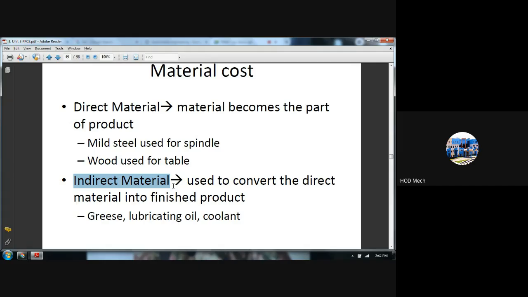This indirect material is required to complete the task. Without it, it cannot be done, but it is needed. But it indirectly helps you to complete the project. So that type of materials are called indirect material. The cost that is spent on that is called indirect material cost. Right?